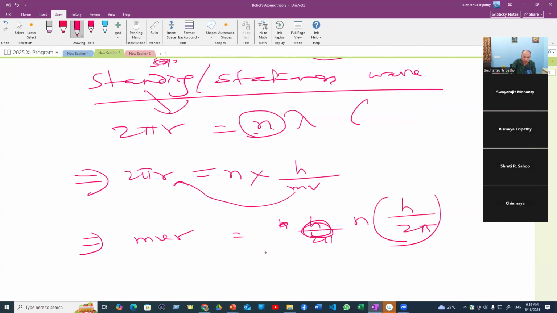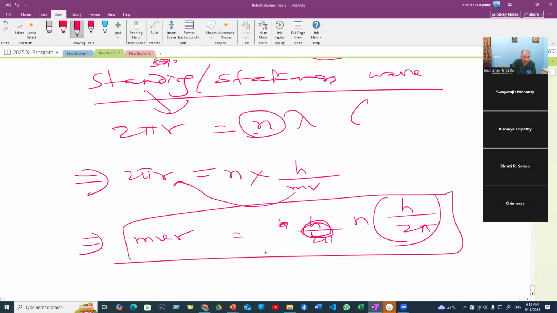n h by 2 pi. So this is the assumption of Bohr which was proved by the de Broglie equation.